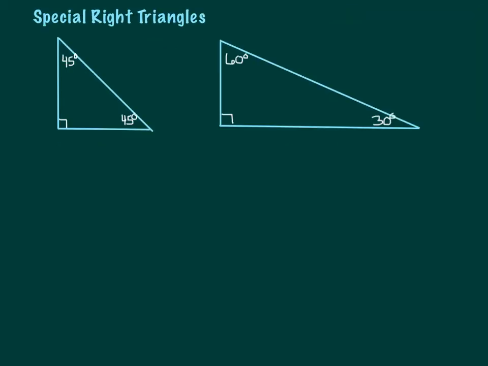All right, the next thing we're going to talk about is our special right triangles. And these are the ones that we're going to really get into working a lot with in this chapter. And that would be our 45-45-90 and our 30-60-90 triangles.